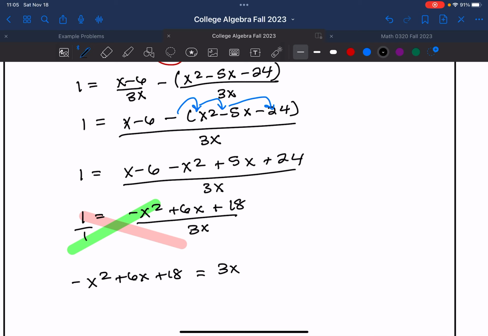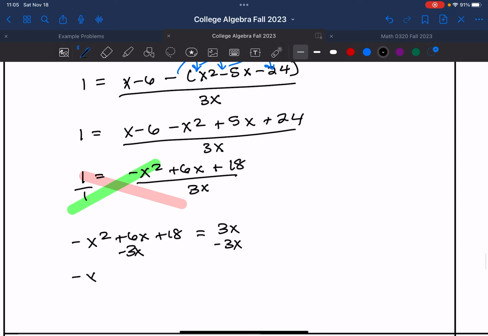And since this is a quadratic, I want this equal to 0, so I'm going to subtract the 3x over. And I have negative x squared plus 3x plus 18 equals 0. Okay. I don't like dealing with that negative in front of that x squared. So I'm going to go ahead and multiply this whole thing by -1. And all that's going to do is change the signs. So I have x squared minus 3x minus 18 equals 0.